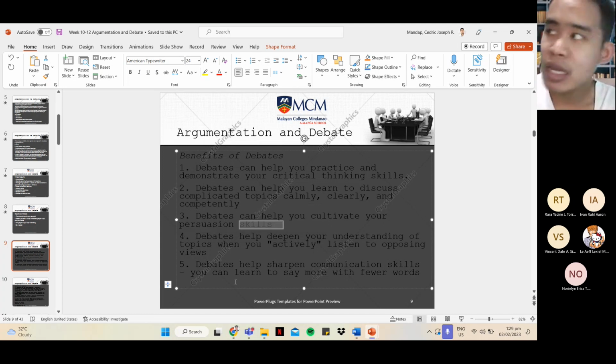Well, in debates, big words are not really that important, but it could create a scenario that you are more intellectual as compared to other parties. I'm not saying that it does not really matter, but it gives you an edge that you can think more complicatedly. You get the point? But I think the adjudicators, the ones who are judging the debates, they're more into the thought, the impression, or what is being persuaded. Mas doon sila nagfo-focus. So if may debate club kayo sa school natin, sumali kayo. Join kayo ng debates. Debates help deepen your understanding of topics when you actively listen to opposing views.